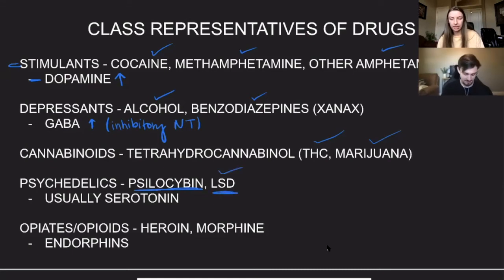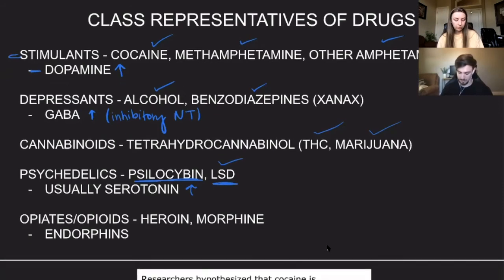You're going to see LSD as the class representative for psychedelics. The way that these work is they usually increase serotonin. They have a couple other effects on other neurotransmitters, but really the representative you're going to want to think about is increasing serotonin. And then opiates or opioids, you're going to see heroin and morphine as your representatives, and they increase endorphins. Another thing you should know about opiates or opioids is that they decrease pain. So that's why we give them, that's why they're painkillers. Morphine, or I don't know, there's a lot of drugs out there that are opiates, the opioid crisis, the painkiller crisis, whatever.